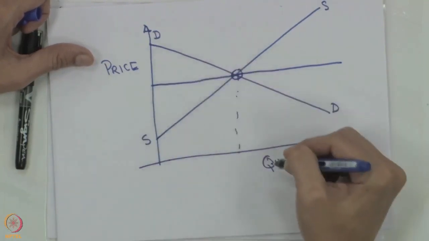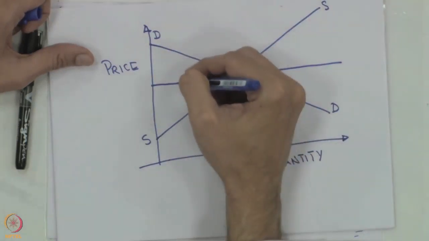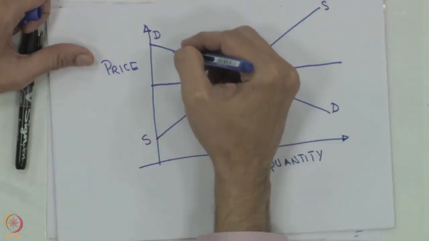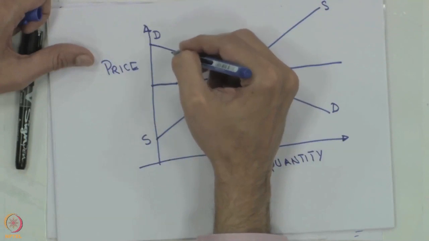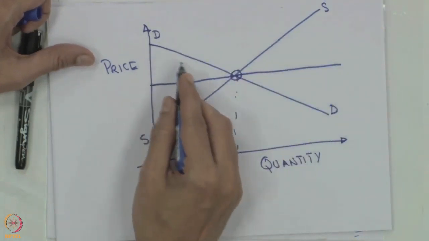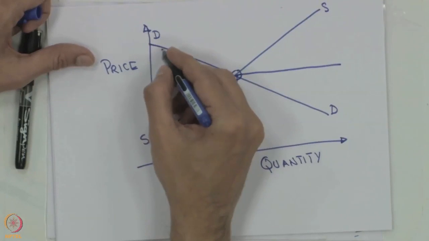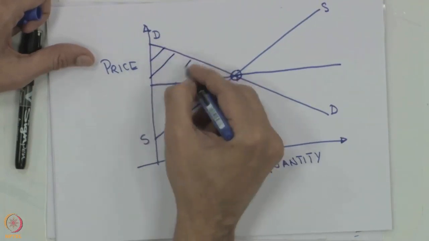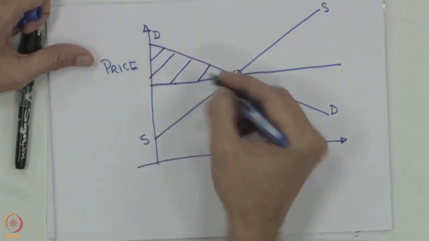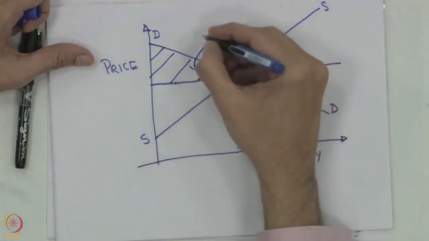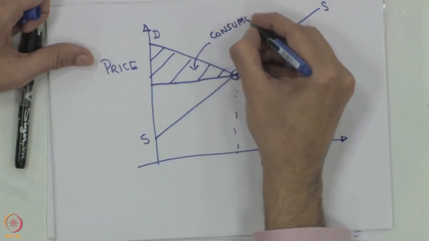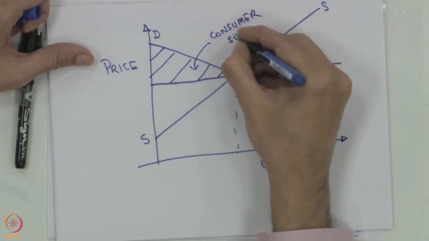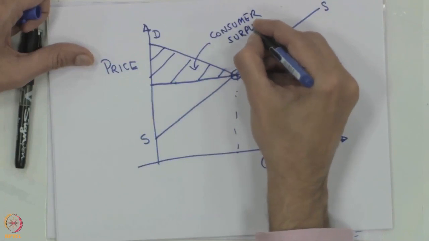However, if the quantity required was lower, you were willing to pay an additional price, but we are getting it at this price. This difference is the surplus that is available to the consumer, and when we integrate this total amount, this is the consumer surplus. We will define this in a bit.